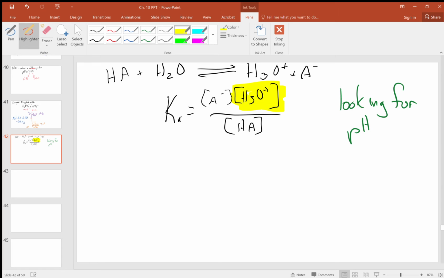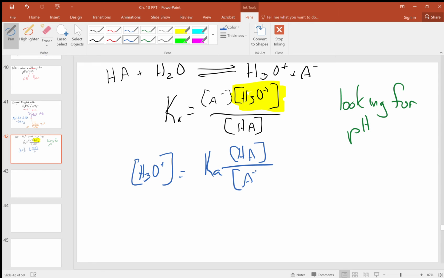So let's bring the H3O+ by itself. And so we can say that H3O+ is equal to Ka times HA over A minus. But in order to make this pH, we're going to need to take the negative log of both sides. Well, the negative log of H3O+, that is our definition of pH.